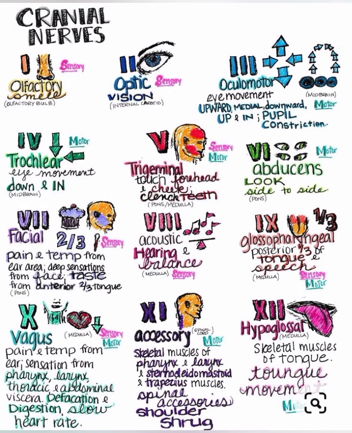Hey guys, do you know the largest cranial nerve? It is the vagus nerve. The smallest cranial nerve is the trochlear nerve, and the largest cranial nerve is the trigeminal nerve.